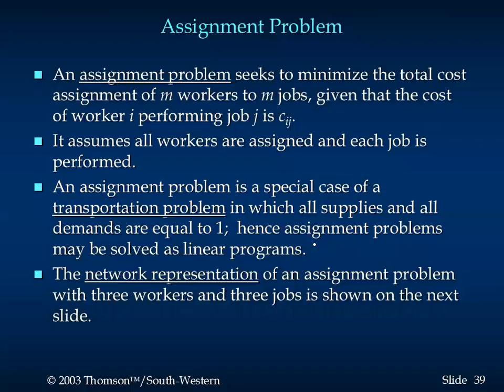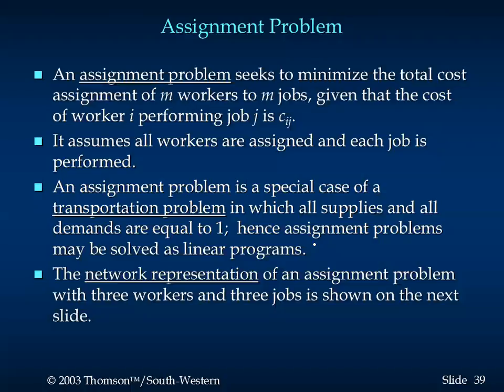First of all, we have to have the same number of workers and jobs, so it has to be balanced. We'll study what to do when it's unbalanced a little later. We want to minimize the total cost of assignment. Suppose if I assign worker i to job j, the cost is Cij. We want to find how to assign the workers to the jobs at minimum total cost.